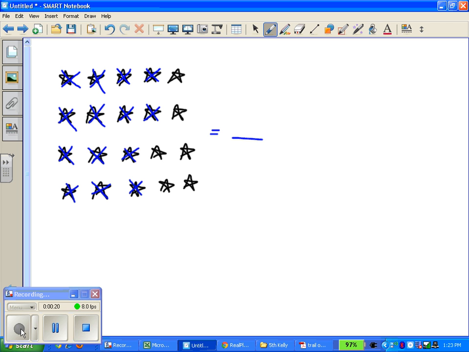1, 2, 3, 4, 5, 1, 2, 3, 1, 2, 3, 4. So 4 times 5 would be 20. So my denominator will be 20. Let's take a look and see how many are actually crossed out. We've got, let's see, 4, 8, 12, 13, 14. There are 14 stars out of 20 that have been crossed out. So that is my fraction.